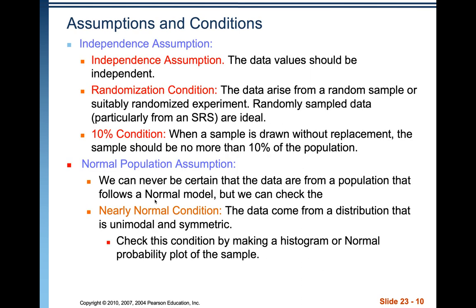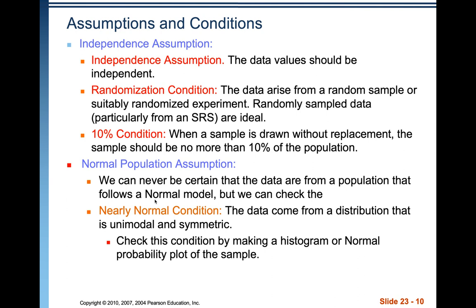All right. One assumption is the independence assumption. The data values should be independent. And many times we can find evidence for that by checking the randomization condition. The data need to arise from a random sample, preferably a simple random sample, or a randomized experiment.